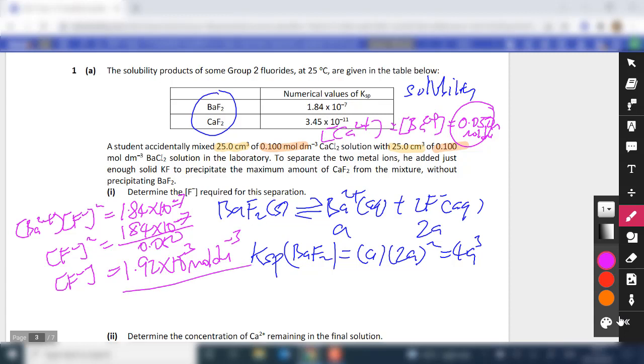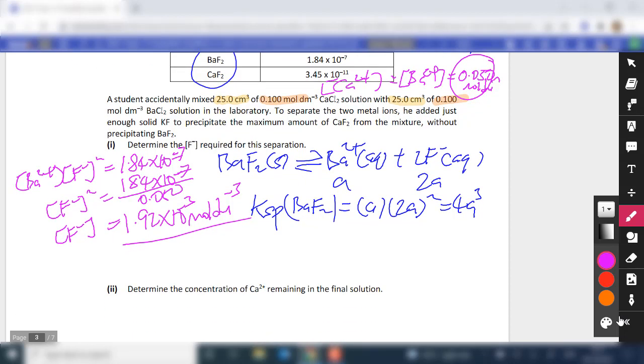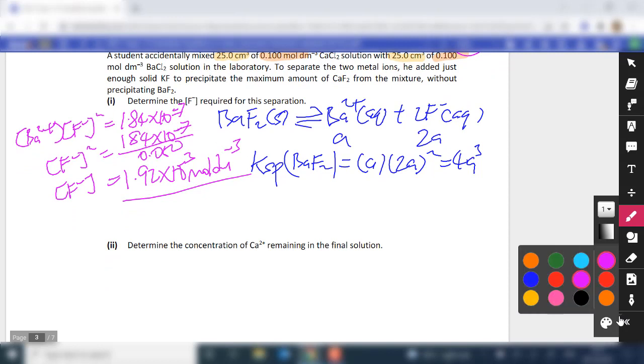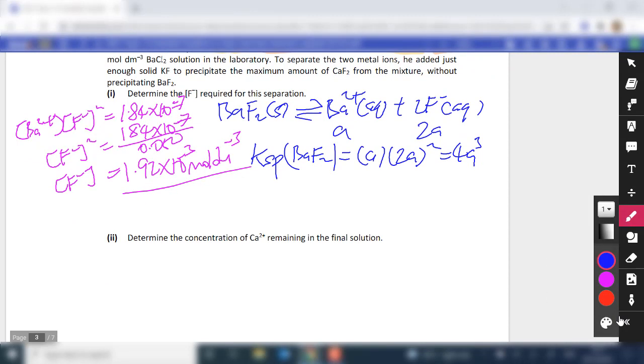Basically just punch your calculator, you should be able to get a value for this. So this will be the amount of fluoride which you add to just about precipitate out barium fluoride. But most of the calcium fluoride should have been precipitated out. Later on, I think they will ask you to do a calculation. It's an immediate follow-up to the above part, so they ask you to determine the concentration of Ca2+ remaining in the final solution.